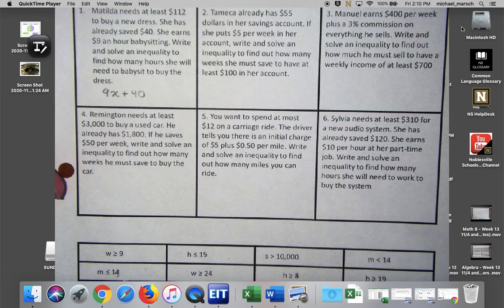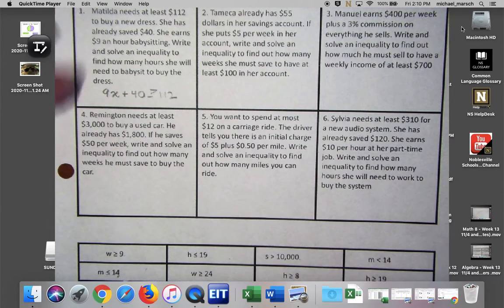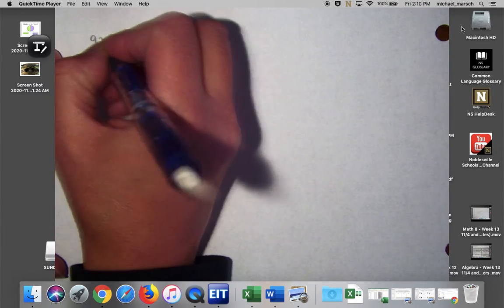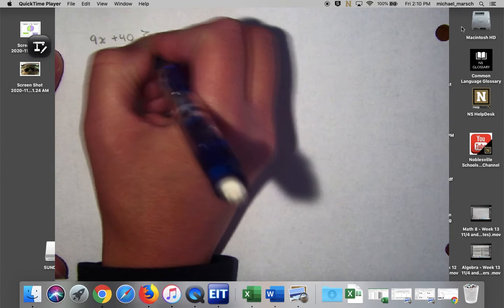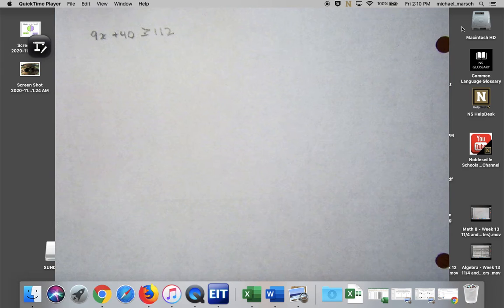Elias? Greater than or equal to 112. So then you can work this out on the back. So 9x plus 40 greater than or equal to 112. That sounds hard. Yeah, I mean, yep, it's possible.